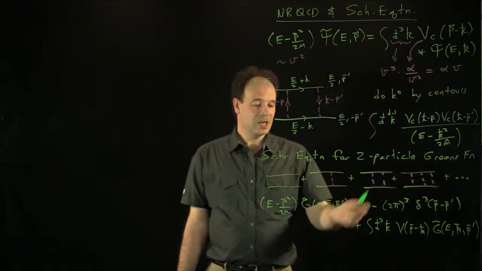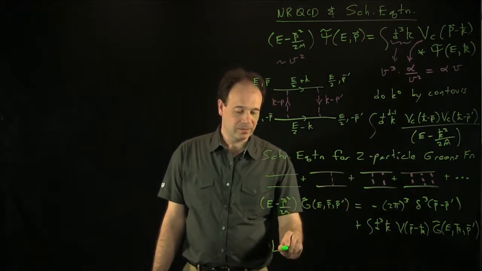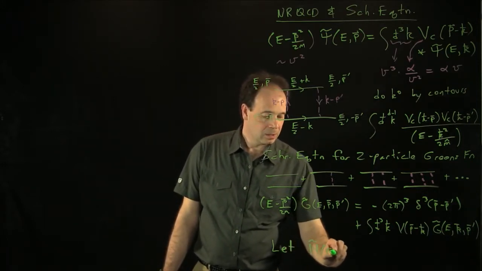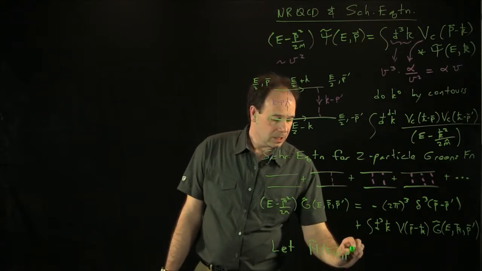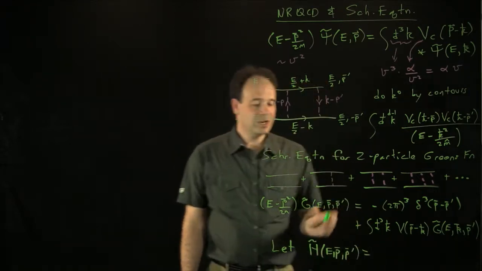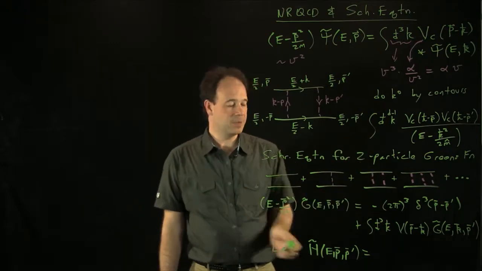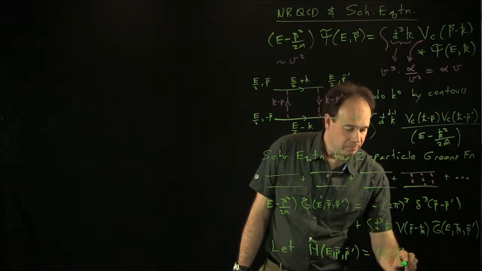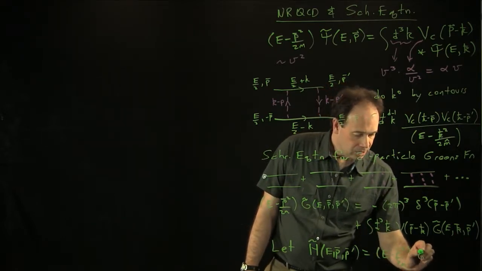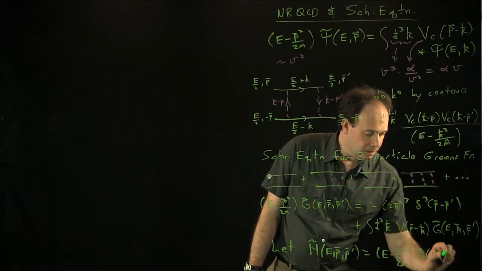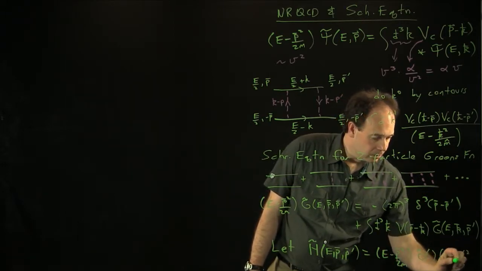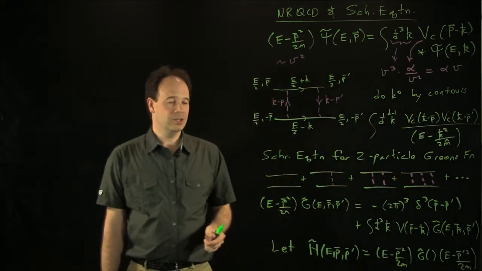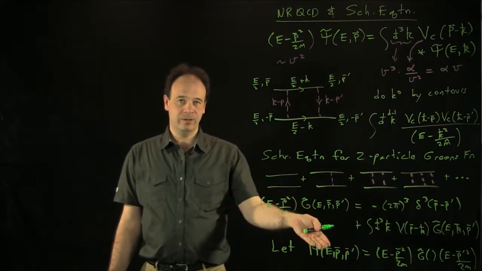And in order to relate it to these diagrams, I'm going to define a slightly different Green's function. So I'll define a Green's function H, which again has the same arguments. And it's just obtained from G by multiplying on both sides by one of these propagator factors. So I have an E minus p squared over 2m, and then the G with the same arguments, and then an E minus p prime squared over 2m. And so I can rewrite the equation that we have for the Green's function G back in terms of an equation for the Green's function H.